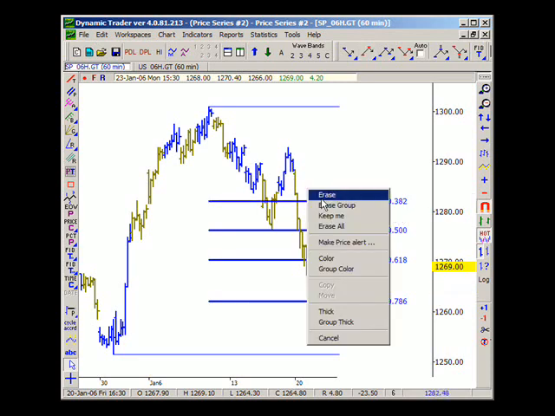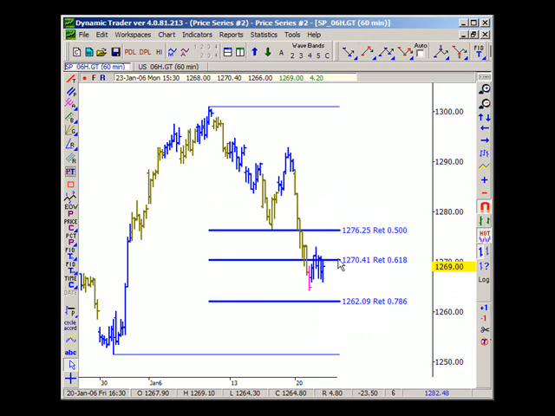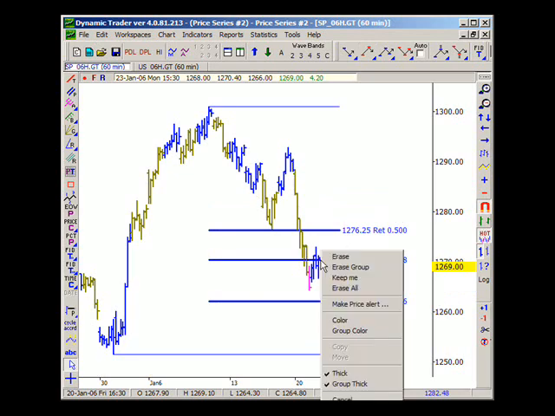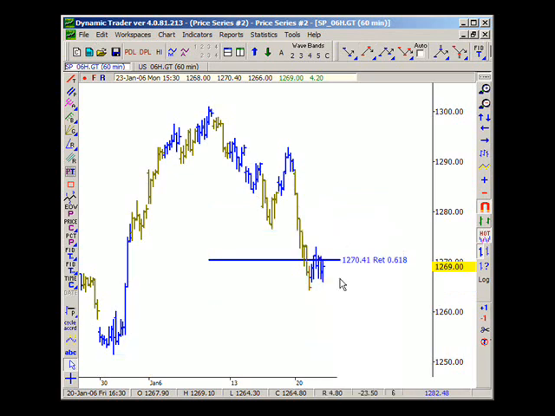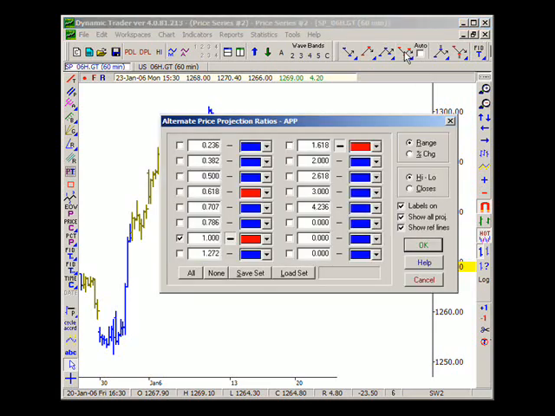And then you also see me erasing lines frequently. We can also do something like we just click on one line and say keep me, and it erases all the other lines, just like we did there. Well, how about the alternate price projections? They're done about the same way.